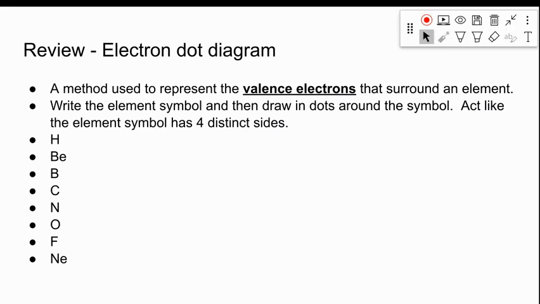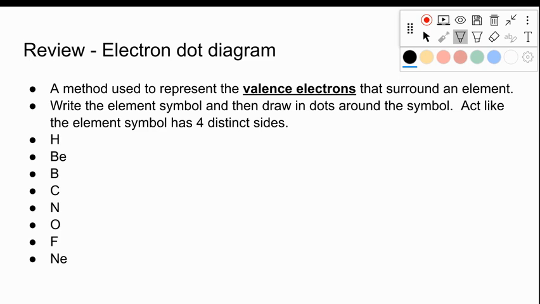So today's lesson is going to be over something called a Lewis diagram. A Lewis diagram or an electron dot diagram is where we show the number of valence electrons around elements. And then the Lewis diagram specifically is when we show the compound. How did the electrons get shared between the elements that are involved?